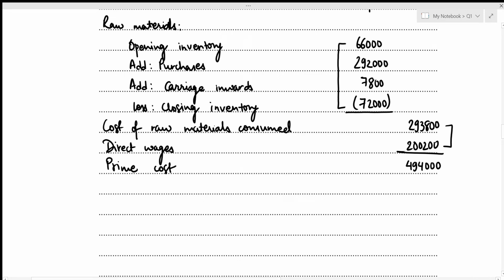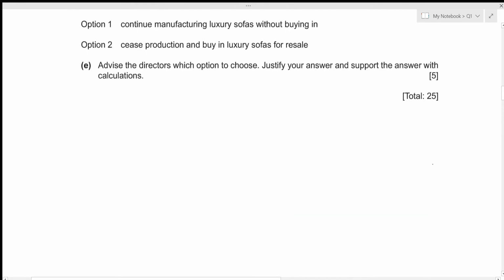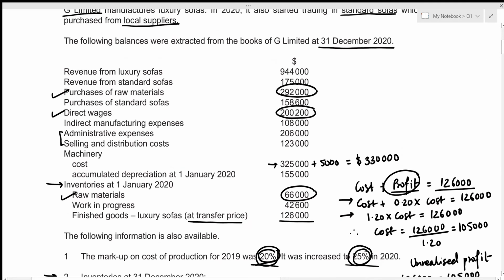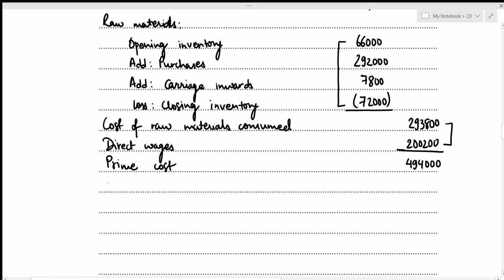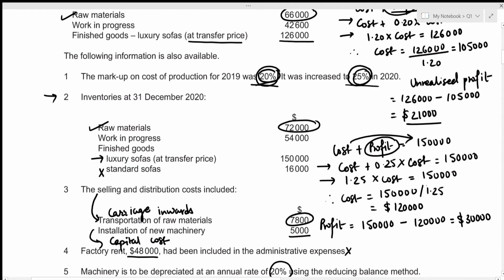Now we include the factory overheads, or all of the indirect costs that are associated with the factory. So let's have a look above. We were given the indirect manufacturing expenses right here, so we need to include this, and it amounted to 108,000. Let's do that. That's indirect manufacturing costs, and it amounted to 108,000. Let's look for other indirect costs.